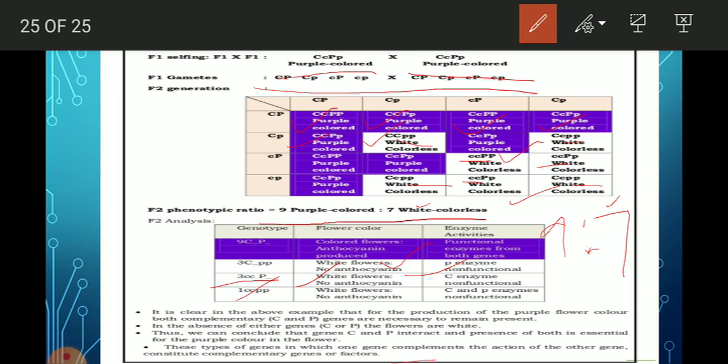So these types of genes in which one gene complements the action of the other gene are called complementary genes, or complementary epistatic gene interaction, we can also say. The recessive alleles in this case are epistatic in nature, and this type of epistasis is called duplicate or recessive epistasis. Duplicate means when either enzyme, whether P or C, is not produced, the flower will be white, no pigmentation is there. So one gene is controlling the phenotypic effect of the gene which is present on the other locus.